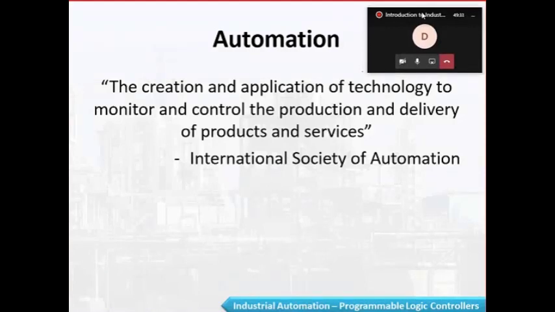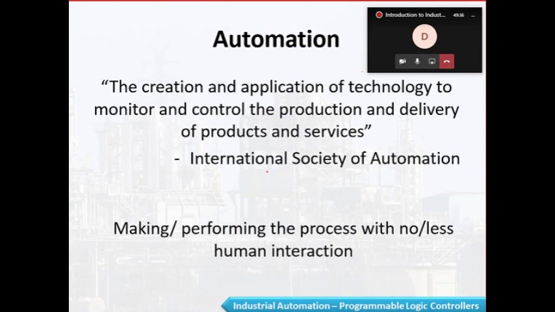But we can simply give another definition: making or performing the process with no or less human interaction. That's what I told you, no? We reduce or remove the human interaction with the process. What is a process? A process is something which we do to get whatever the product or service is, right? Basically, I'm not getting into detail of the definition of process. Simply, a process is whatever things we do to achieve some goals or some products or service.